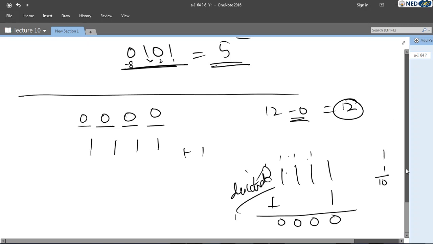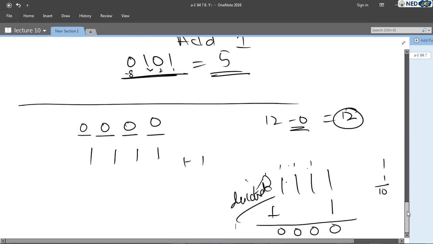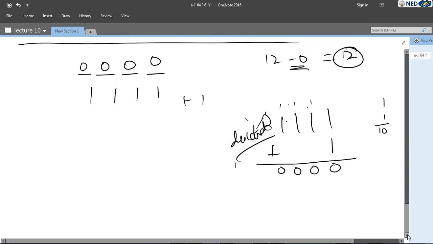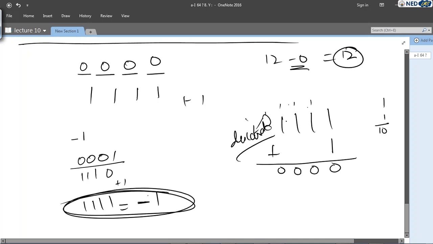Now, coming back, what if we had minus 1? 1 is 0001. We invert all the bits, we get 1110, and if we add 1 to it, we get 1111. So this is equal to minus 1. This is in decimal and this is in binary.